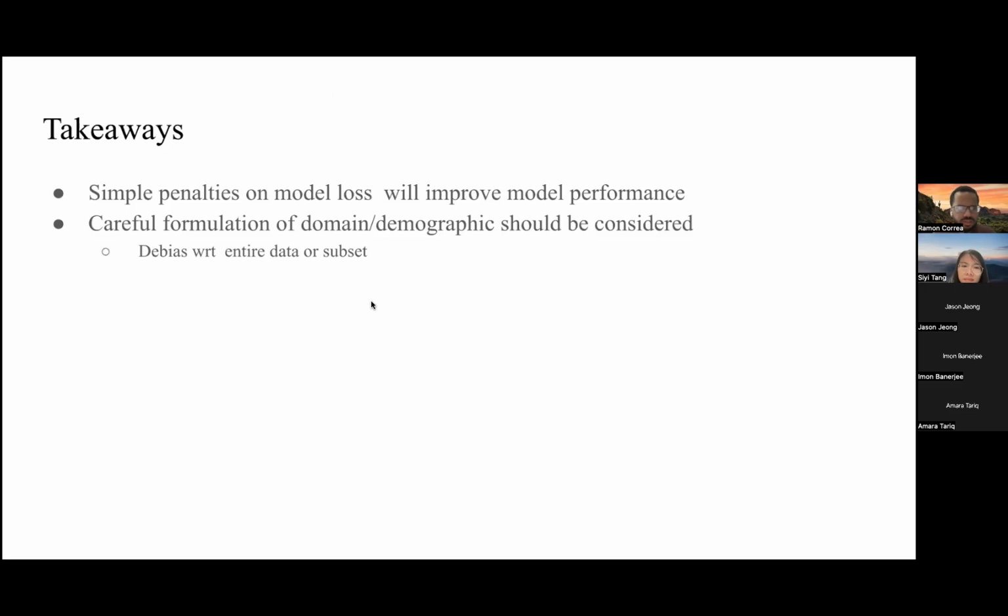Any questions? Great, thanks Ramon for the presentation. It's very interesting to know the studies are working on different areas, but with a similar goal of debiasing and also creating unbiased data sets. Any questions here from the audience?